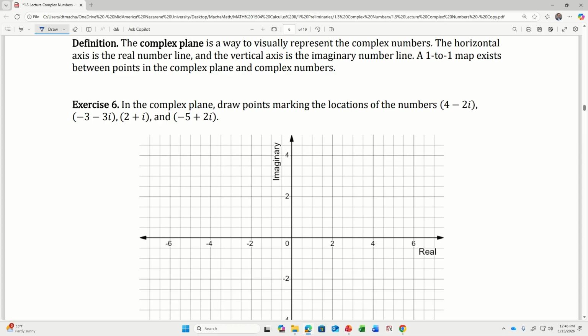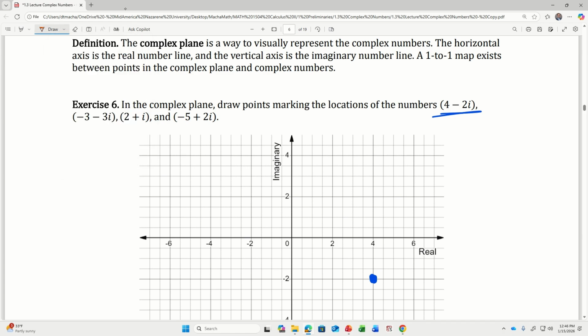Every other point in the plane is a complex number that has a real part plus an imaginary part. And there's a really nice one-to-one relation between points on the plane and complex numbers. If I point to a spot on the plane, you can tell me what the corresponding complex number is by looking at the coordinates. And if I tell you a complex number, you can plot a point on the plane by, again, just locating coordinates. So in exercise 6, it says, in the complex plane, draw points marking the locations of numbers 4 minus 2i. Boom. There's 4 minus 2i.